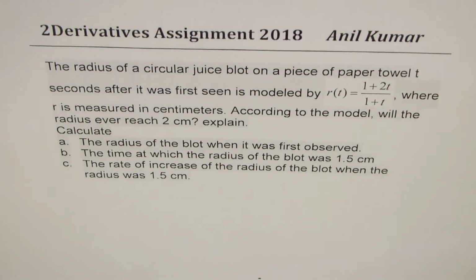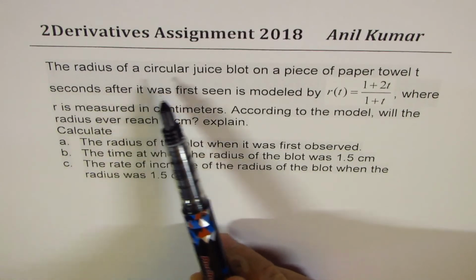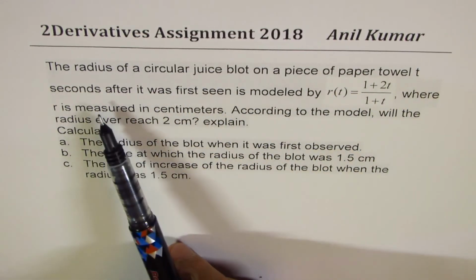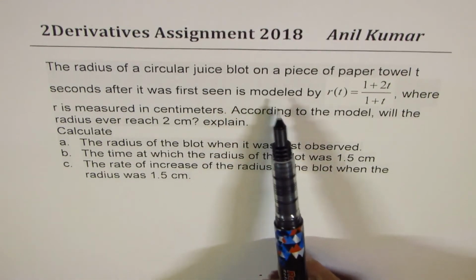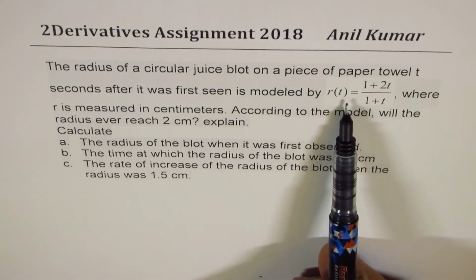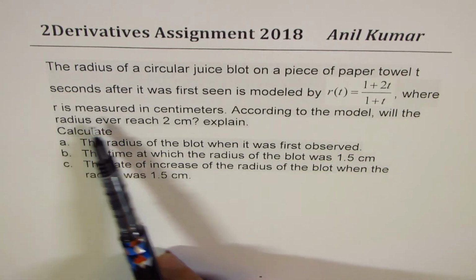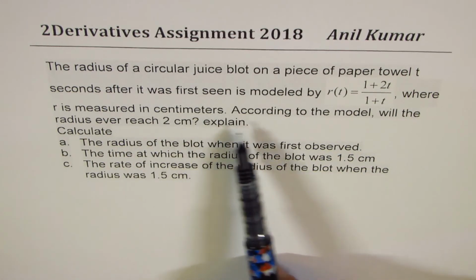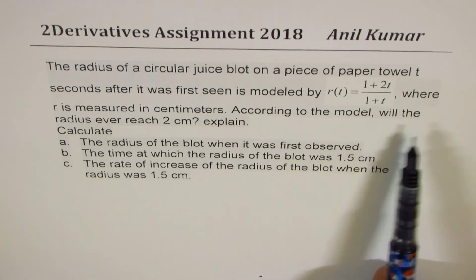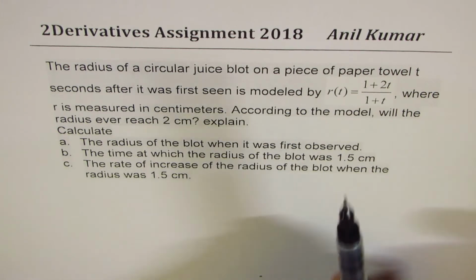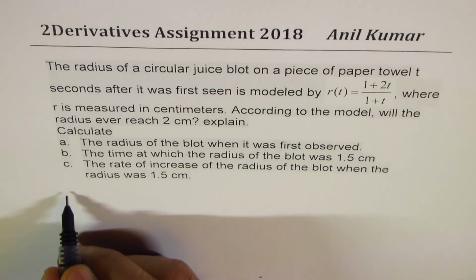The question here is: the radius of a circular juice blot on a piece of paper towel t seconds after it was first seen is modeled by r of t equals (1 plus 2t) divided by (1 plus t), where r is measured in centimeters. According to the model, will the radius ever reach 2 centimeters? Let me answer this question first.